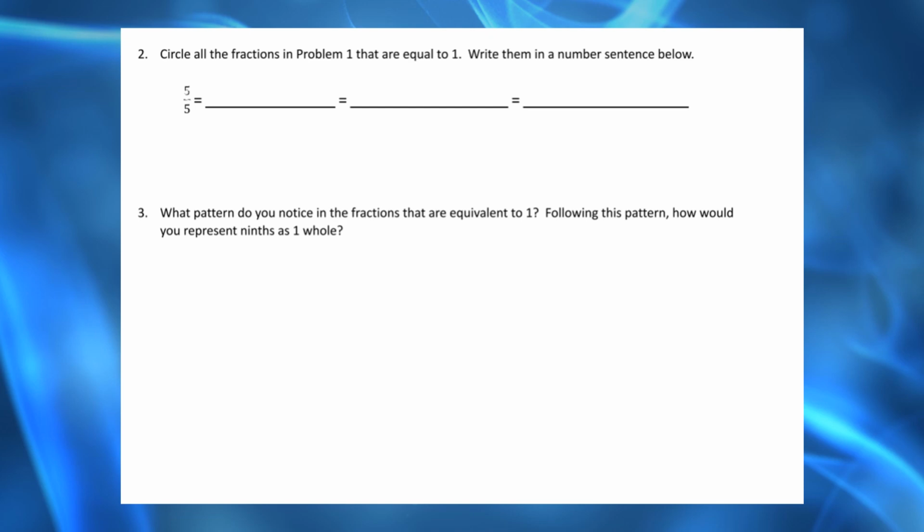Okay, so 5/5 is already there, so we don't have to write that one. But the next one would be 6/6, then 7/7, then 8/8. 5/5 is equal to 6/6. 6/6 is equal to 7/7, and 7/7 is equal to 8/8. They're all equal to each other because they all equal 1. So this is the same thing as writing 1 equals 1 equals 1 equals 1. They're all equal to 1.